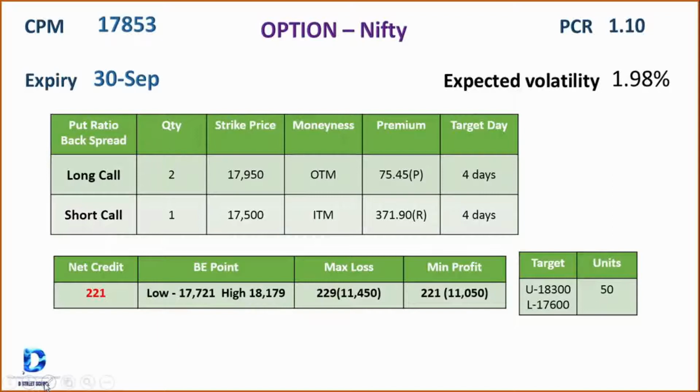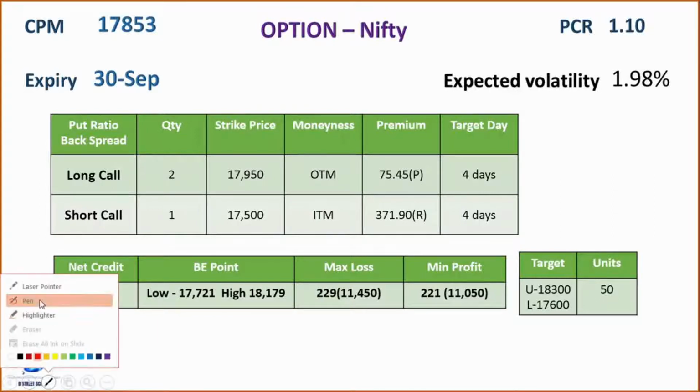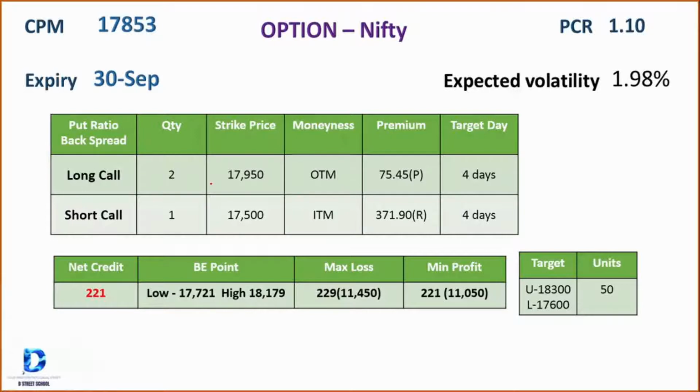Already I explained these and gave the volatility levels too. As I said, we will be initiating two long calls at the strike price of 17,950. This is OTM because the current close of the Nifty is 17,853. So we are opting for the strike price of 17,950, buying two quantity. We'll be paying a premium of 75 rupees 45 paise per quantity, so for two quantity it comes to 150 rupees 90 paise. Our target would be a maximum of 4 days.